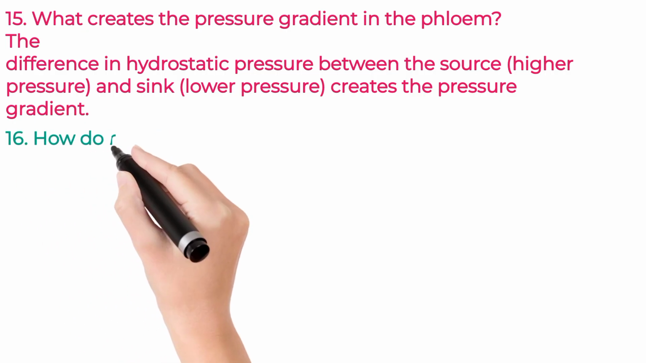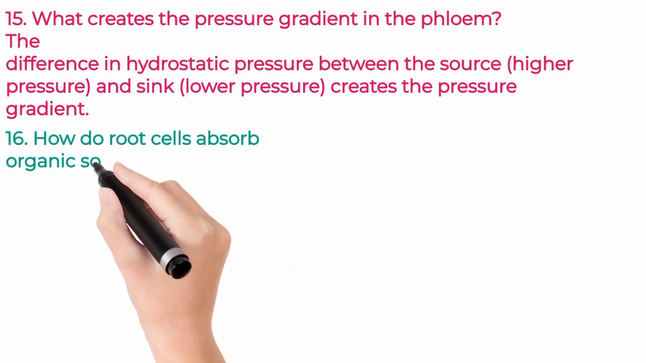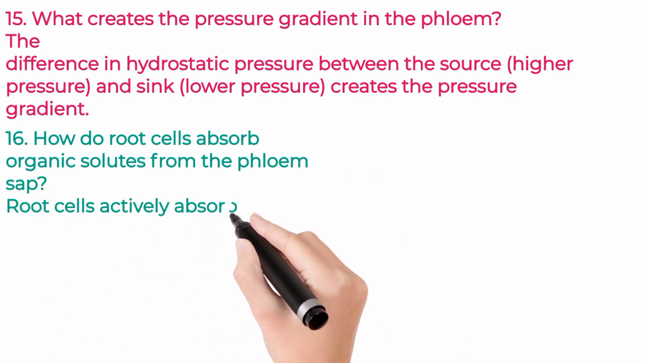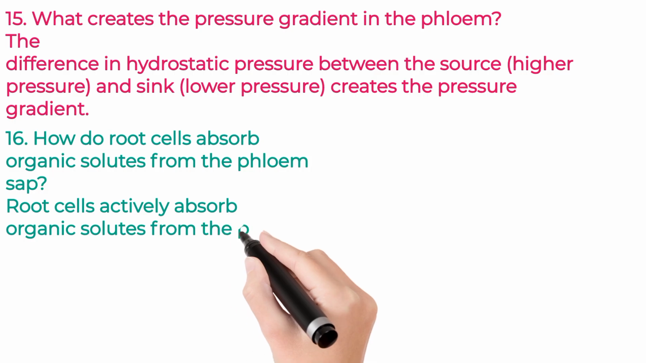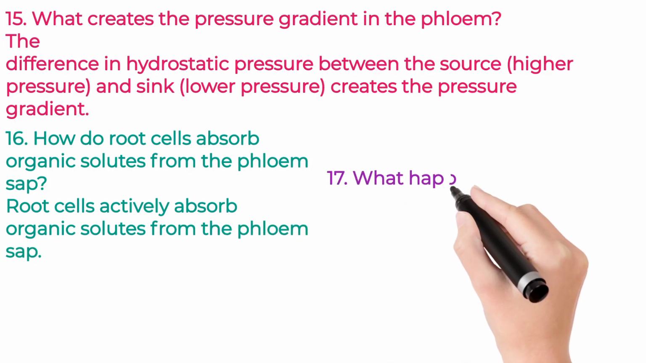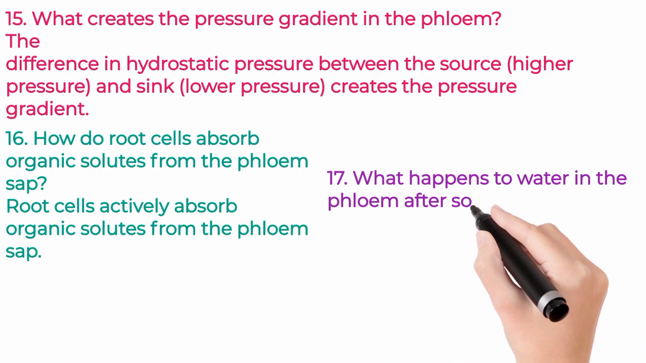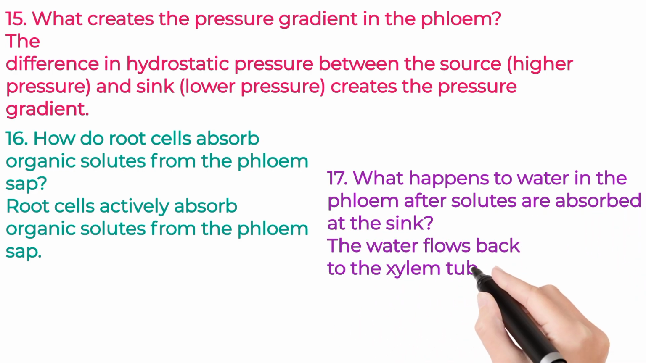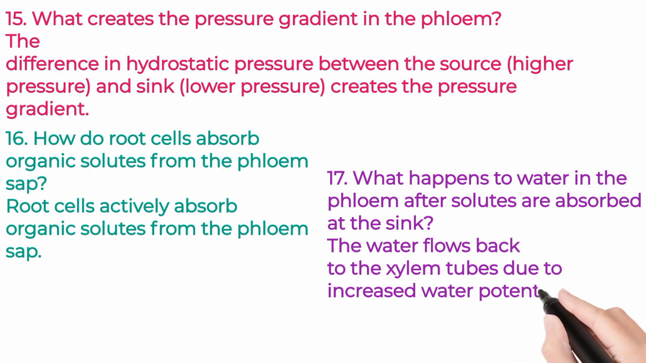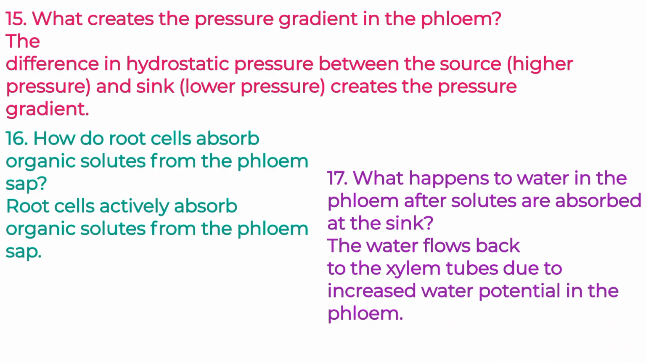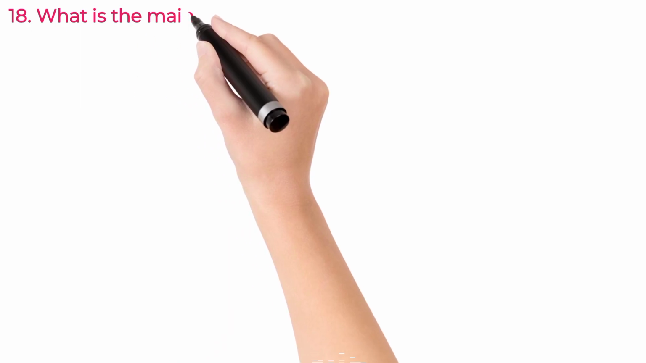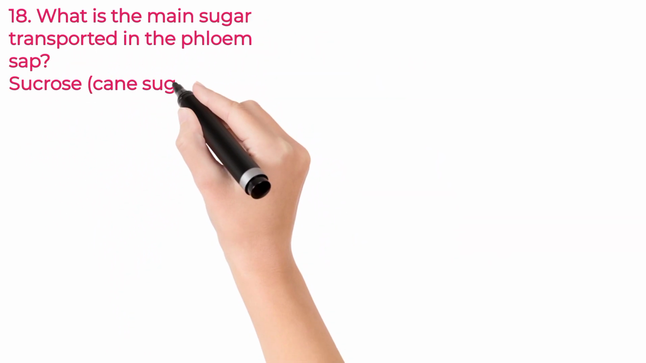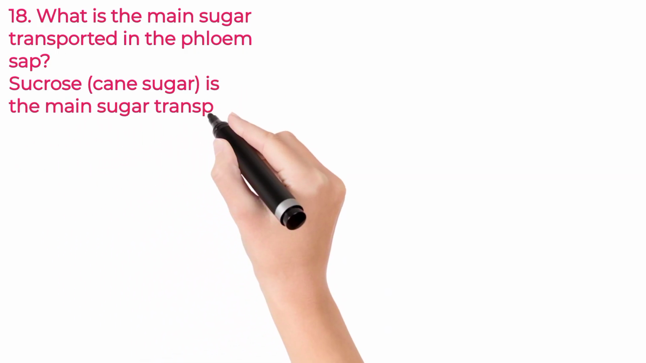16. How do root cells absorb organic solutes from the phloem sap? Root cells actively absorb organic solutes from the phloem sap. 17. What happens to water in the phloem after solutes are absorbed at the sink? The water flows back to the xylem tubes due to increased water potential in the phloem. 18. What is the main sugar transported in the phloem sap? Sucrose, cane sugar, is the main sugar transported.